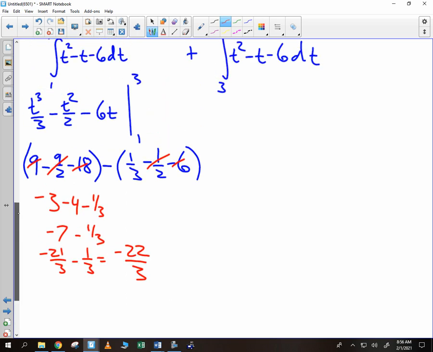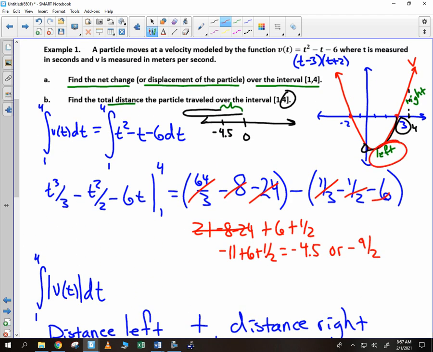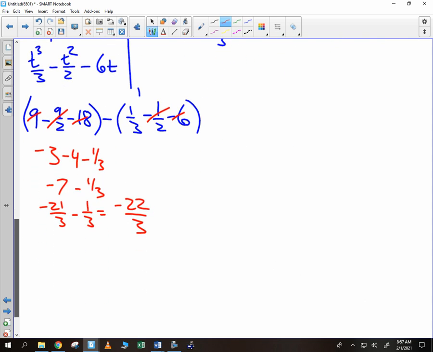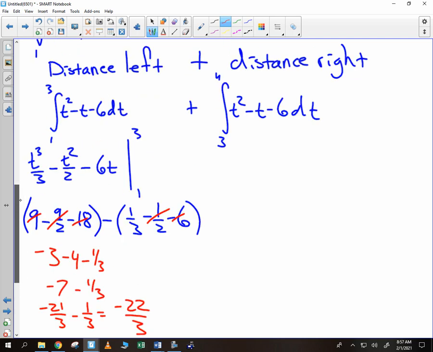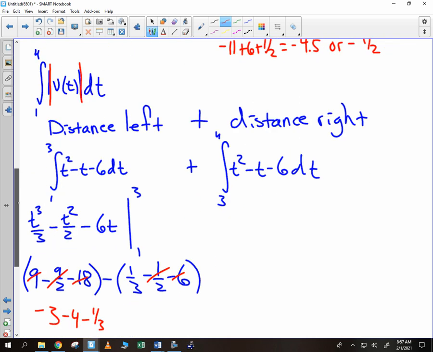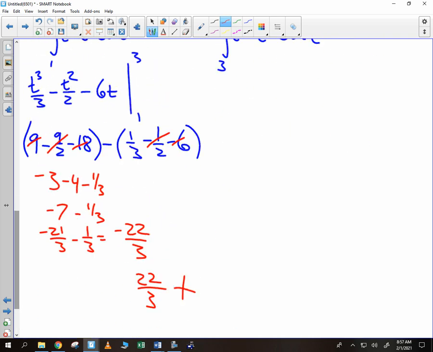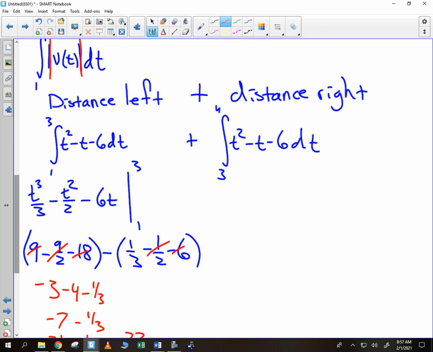So what this tells us is the object goes in the left direction. You can see from a graph right away, it goes in the left direction, so it travels negative 22 over 3. Okay, and again, we're going to count that distance as positive, because we take the absolute value. You see this absolute value sign means we make those distances positive. So 22 over 3 plus, and now let's figure out what we get over here.